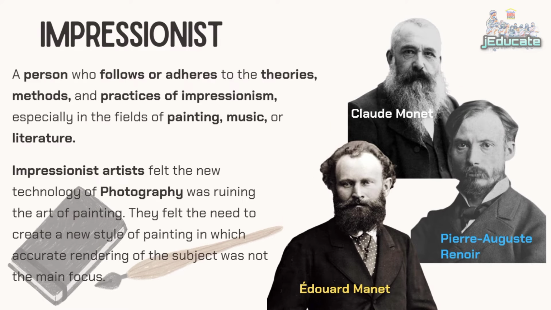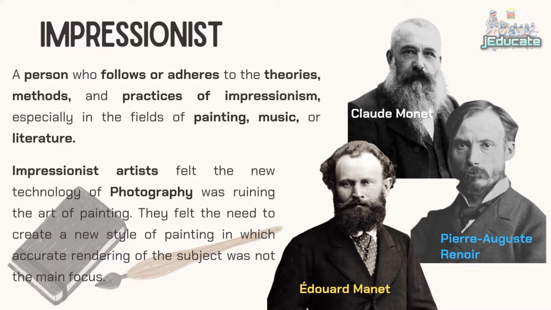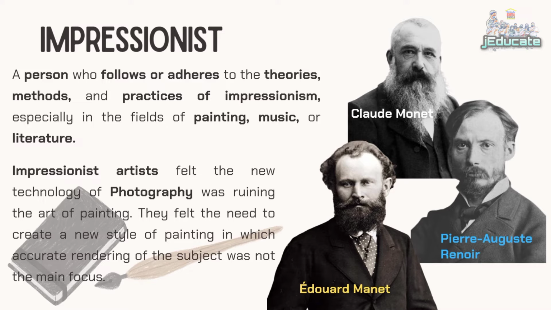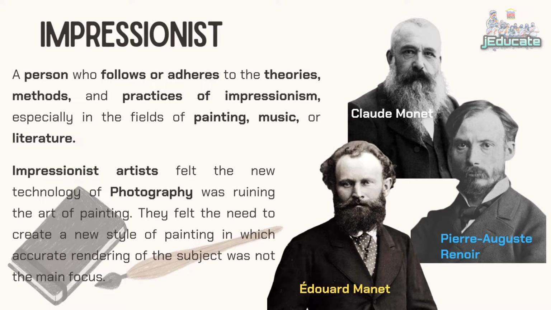Impressionist. A person who follows or adheres to the theories, methods, and practices of Impressionism, especially in the fields of painting, music, or literature. Impressionist artists felt the new technology of photography was ruining the art of painting. They felt the need to create a new style of painting in which accurate rendering of the subject was not the main focus. Here are some famous Impressionists: Claude Monet, Edouard Manet, Pierre-Auguste Renoir.